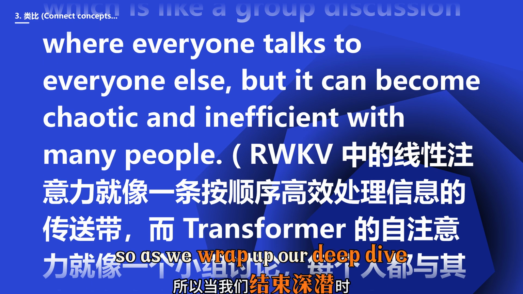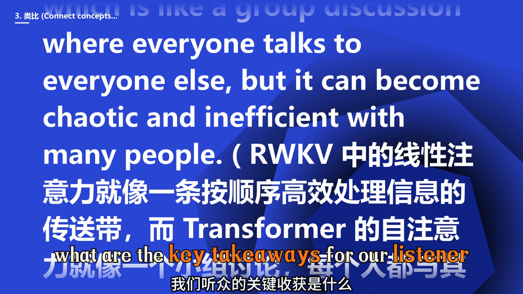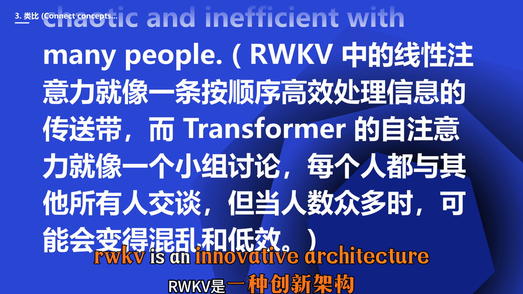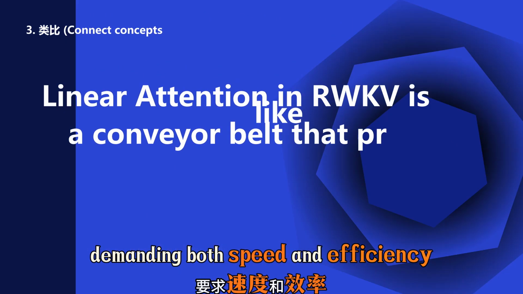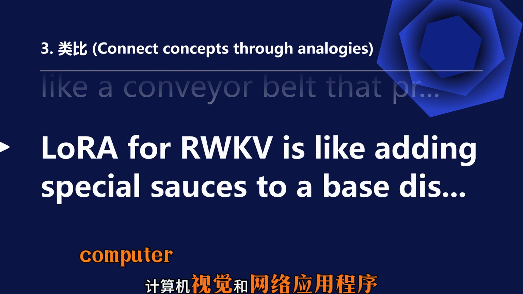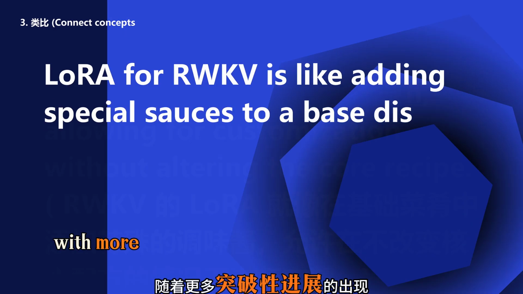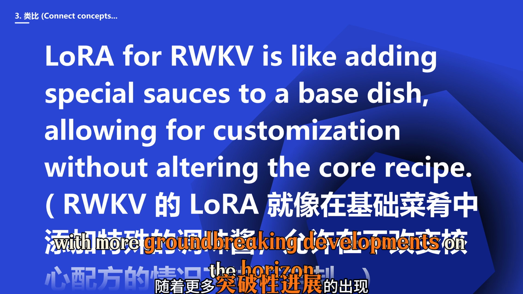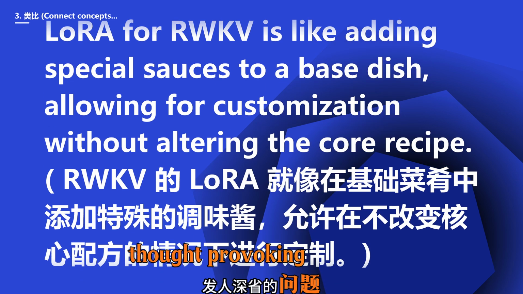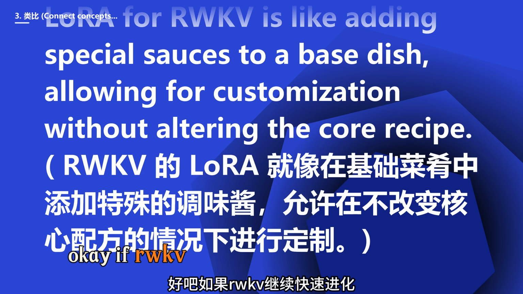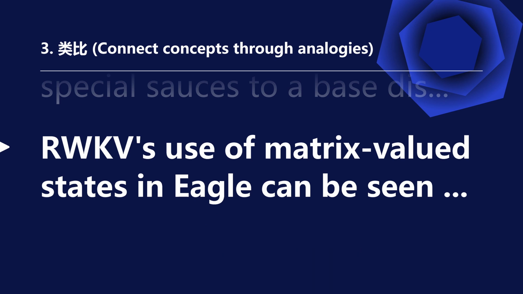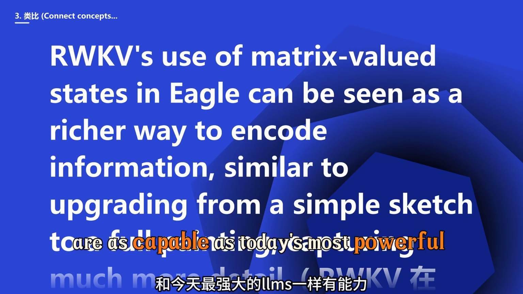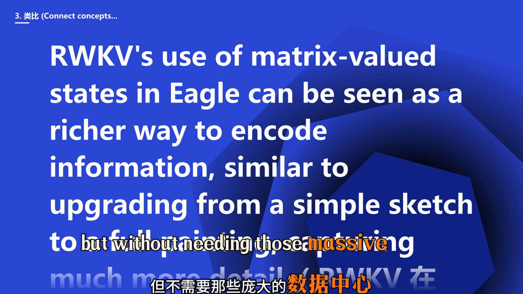So as we wrap up our deep dive, what are the key takeaways for our listener? RWKV is an innovative architecture challenging the status quo, especially in tasks demanding both speed and efficiency. It's making waves in NLP, computer vision, and web applications, with more groundbreaking developments on the horizon. And to leave our listener with a final thought-provoking question: if RWKV continues its rapid evolution, could we see a future where AI assistants on our smartphones are as capable as today's most powerful LLMs, but without needing those massive data centers?